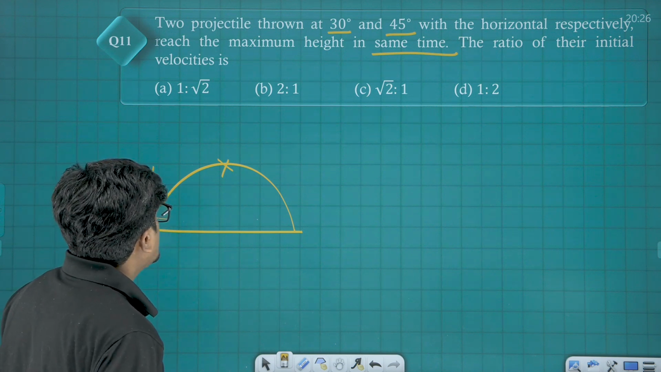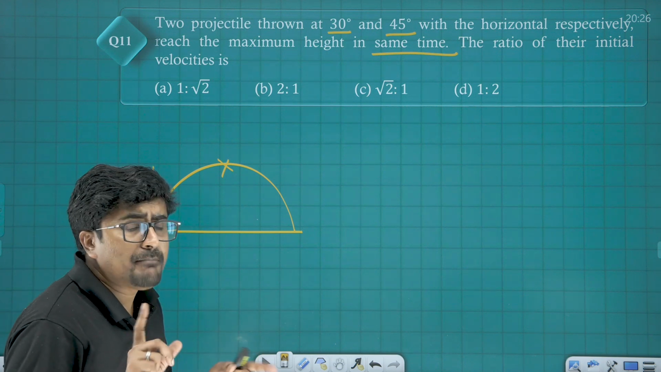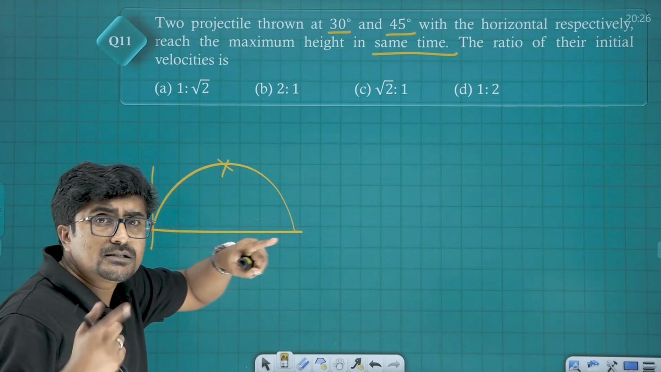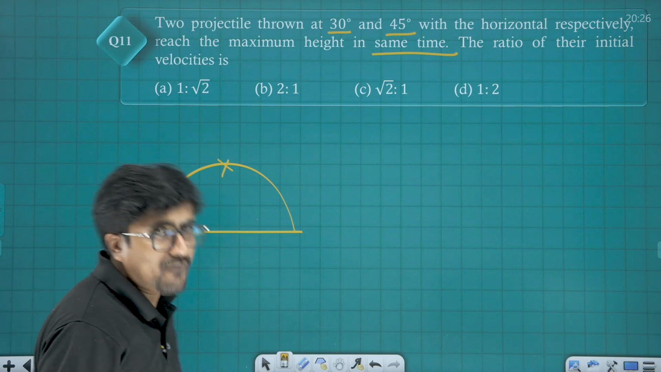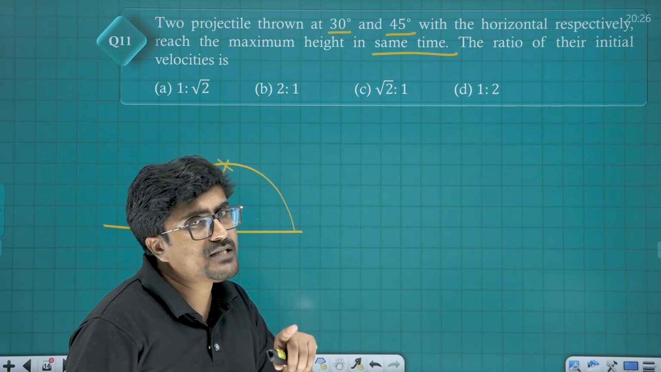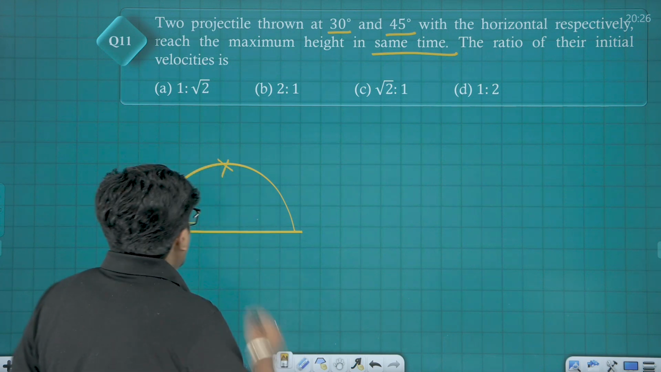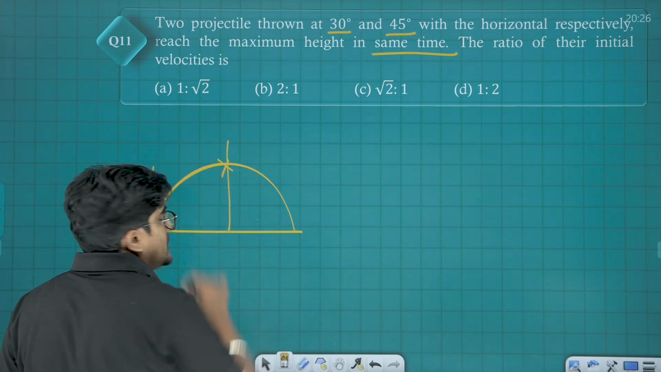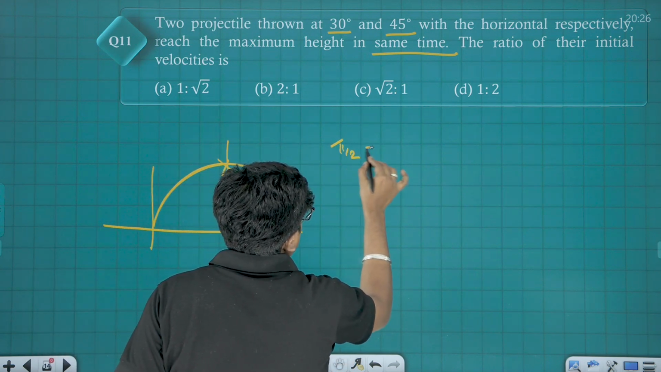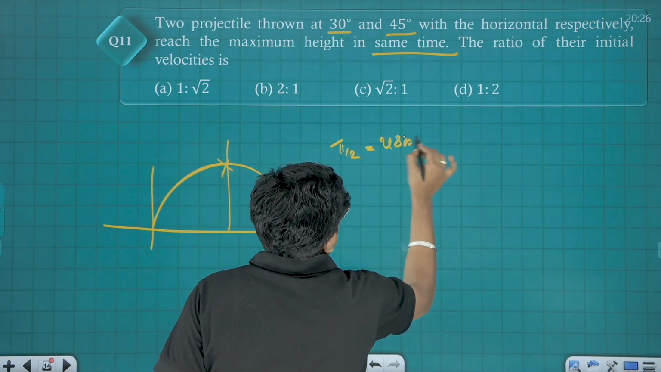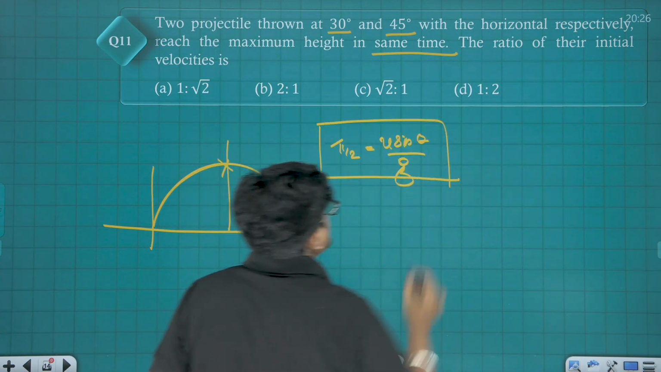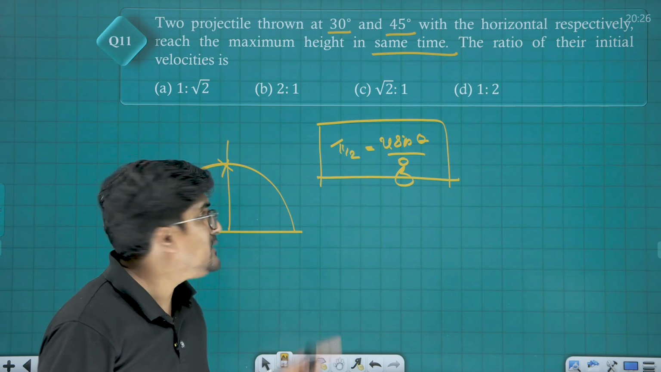Alright, fine. So one thing you must understand, maximum height is not the same. Reaching the maximum height at the same time means the time of flight of both these bodies is the same. Because time for the half of the flight, T half, is equal to U sin theta by G.